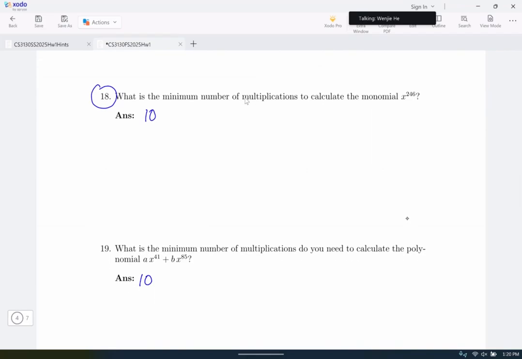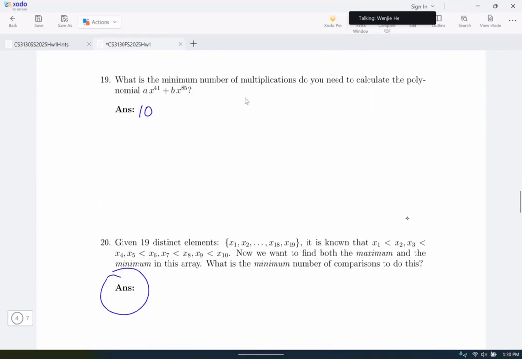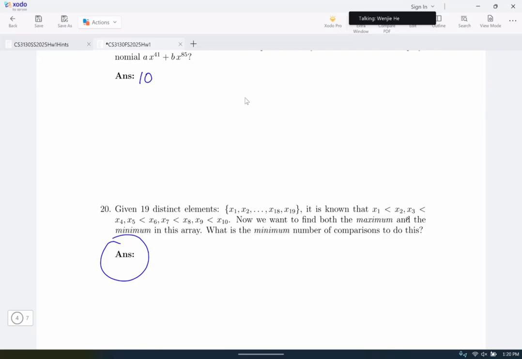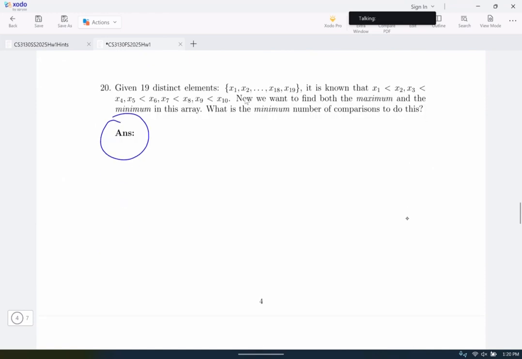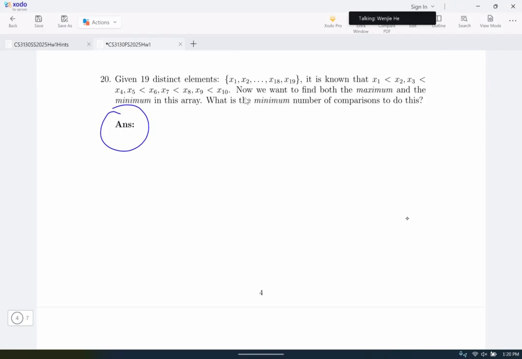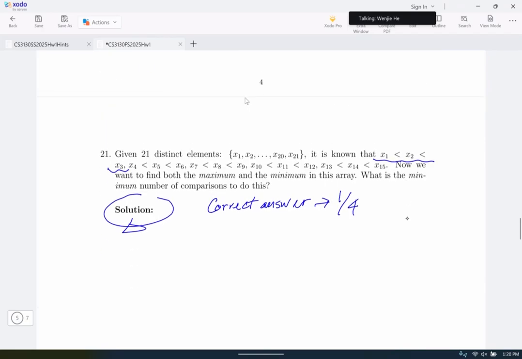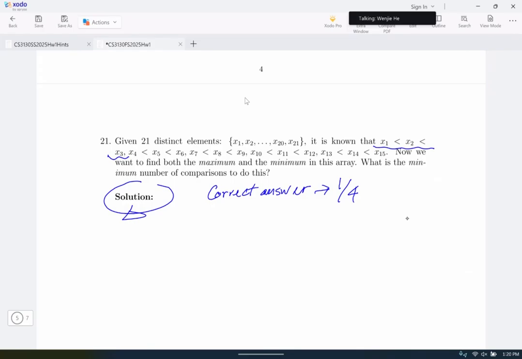Not 19, 20, right? Yeah, 20. This one, each inequality only contains 2 elements. But with 3 elements, the middle elements can never be the maximum or minimum, right? So all the middle elements can be eliminated immediately.